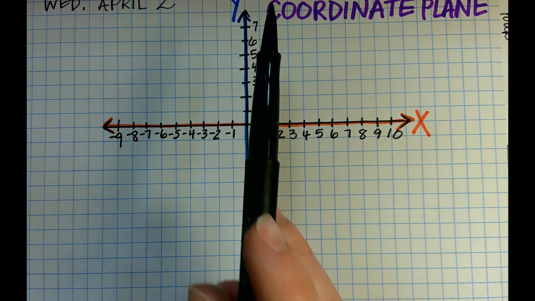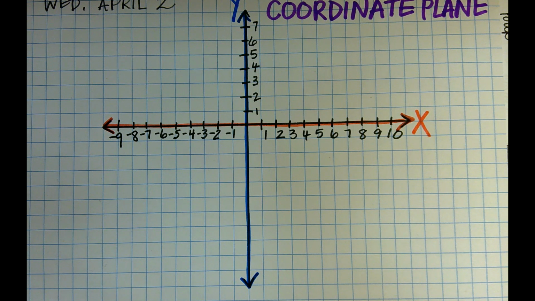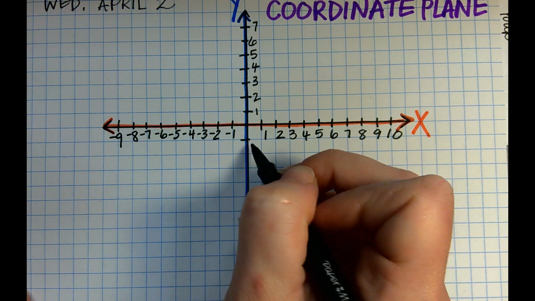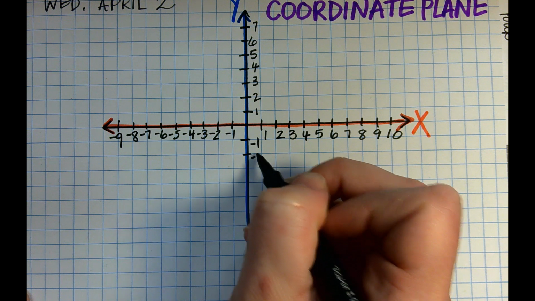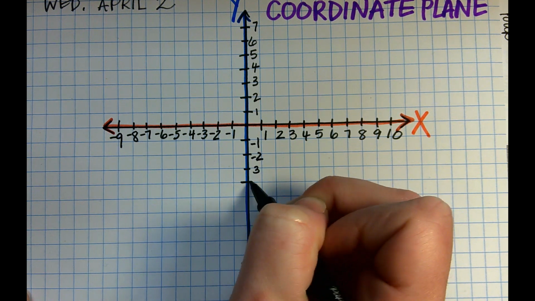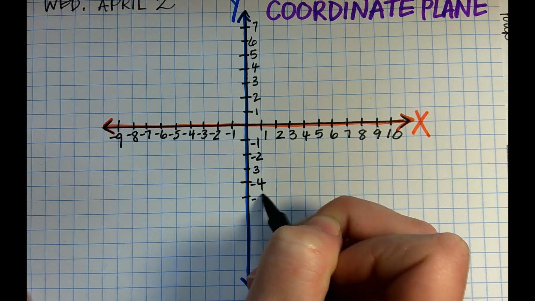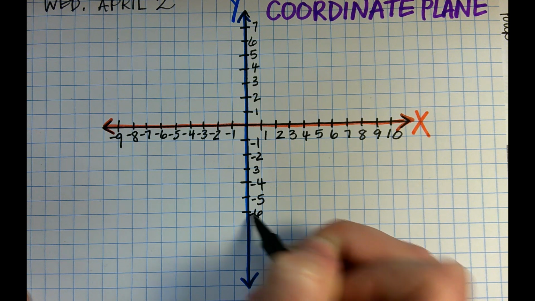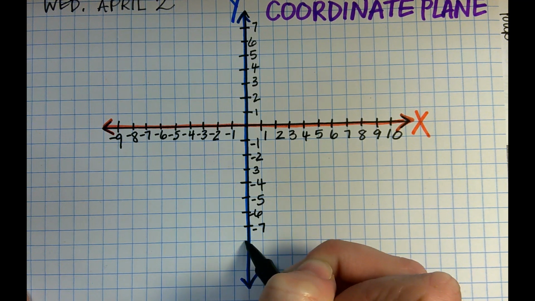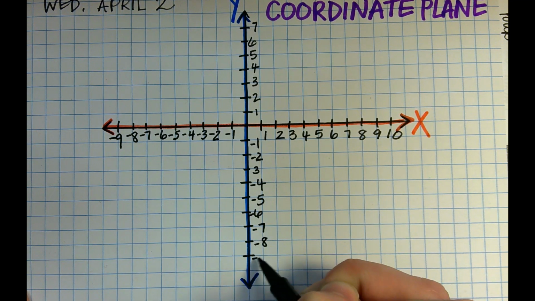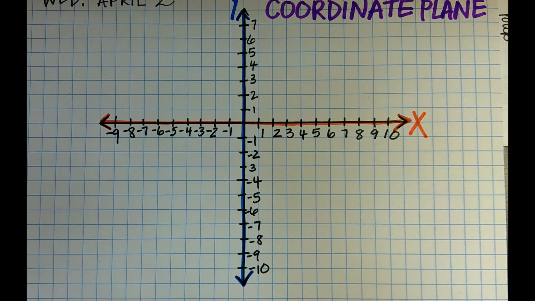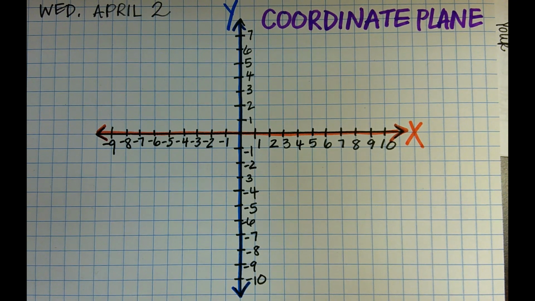And if up is positive, then down must be negative. -1, -2, -3, -4, -7, -8, -9, -10. Okay, so there's my graph, my coordinate plane. And we are going to talk about how to use this today.